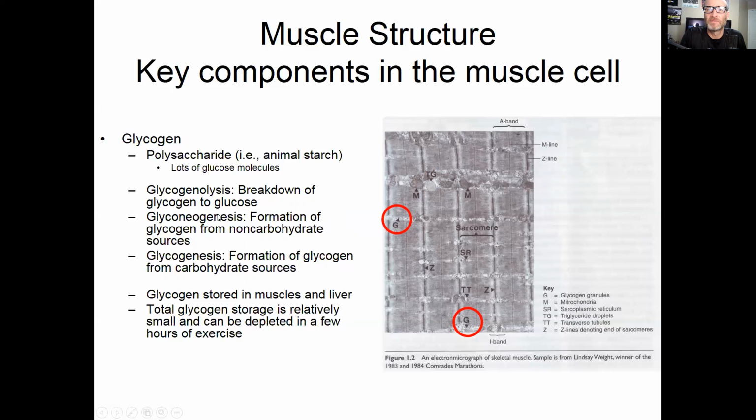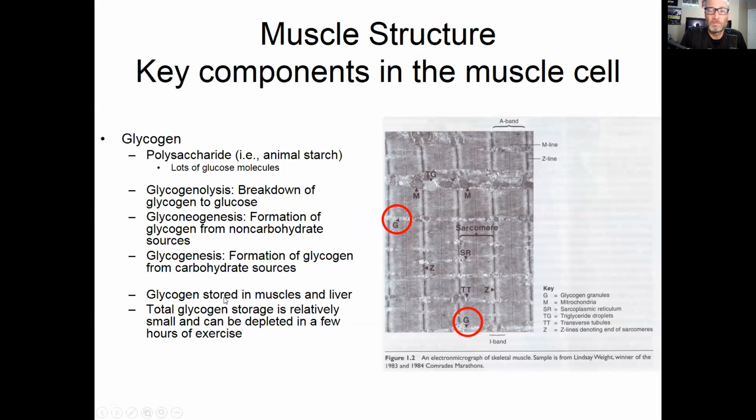Glycogenolysis is the breakdown of glycogen to glucose. That's a good term to know. Gluconeogenesis, formation of glucose from non-carbohydrate sources. So it's new glucose, neo. Glycogenesis, formation of glycogen from carbohydrate sources. So these are 3 terms that you're going to want to know, especially for a test situation. Good to be able to distinguish between these.